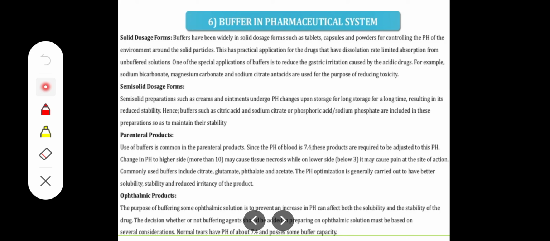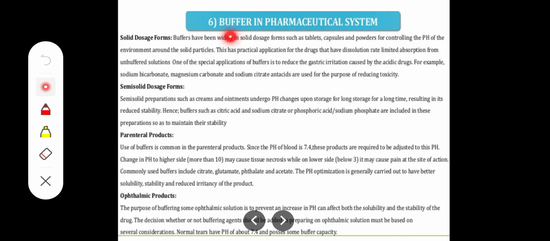Hello students, now we are going to discuss the buffer in pharmaceutical systems, right? In pharmaceutical systems we have different types of dosage forms, like solid dosage forms, semi-solid dosage forms, parenteral products, and ophthalmic products, right? So in those kinds of formulations, what is the role of buffer?